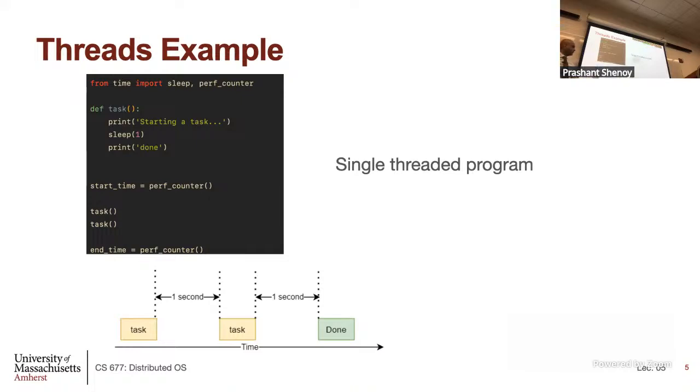You execute the main program, it calls task, the task executes, and since it's sleeping for a second, the entire program will wait for a second until the sleep is done, and it will continue execution. It will come to the next function invocation, invoke the second invocation of the function, sleep for a second, then you're done. Pure sequential execution, very simple. Now the question we'll ask is, what happens when you use threads for this?